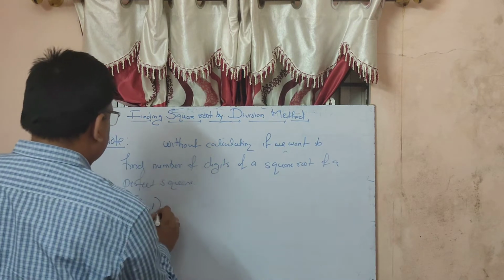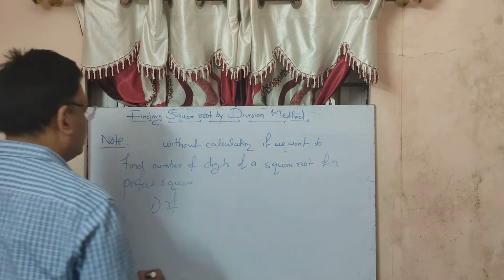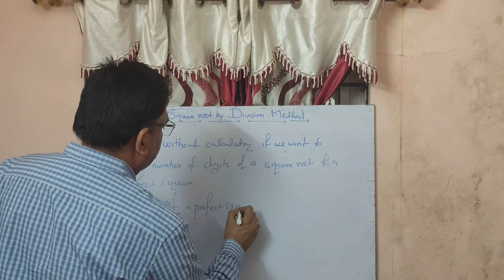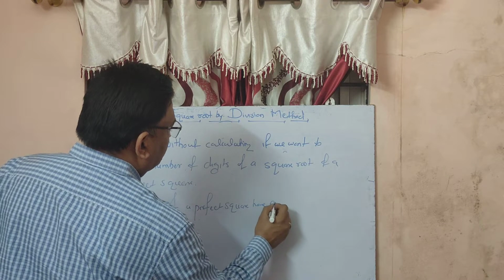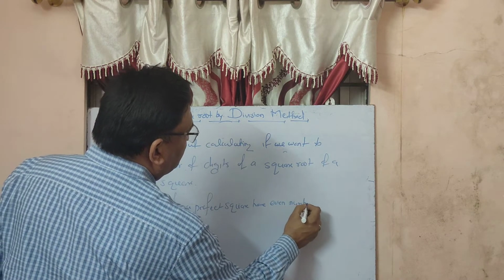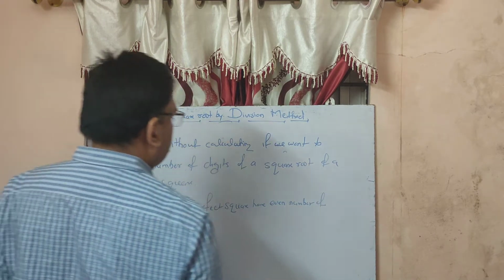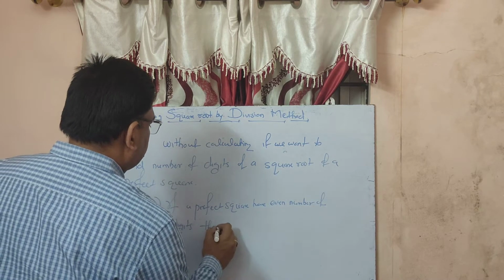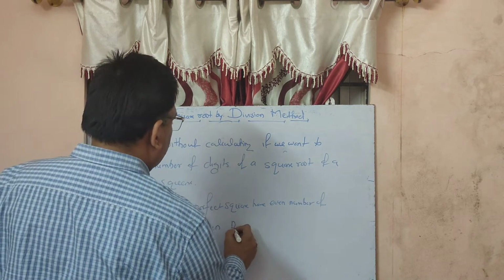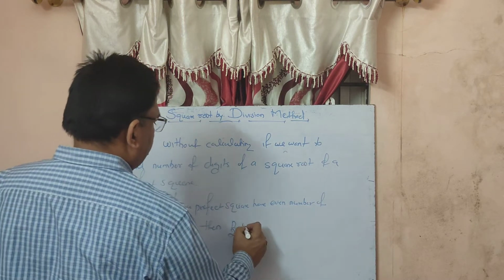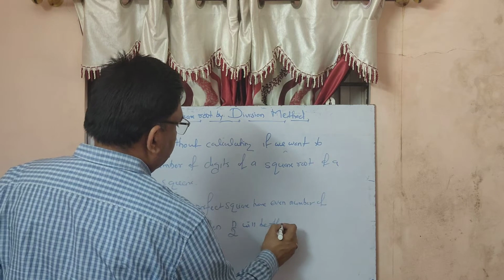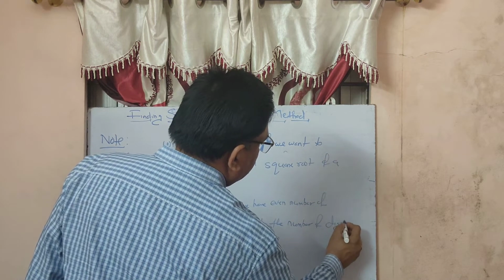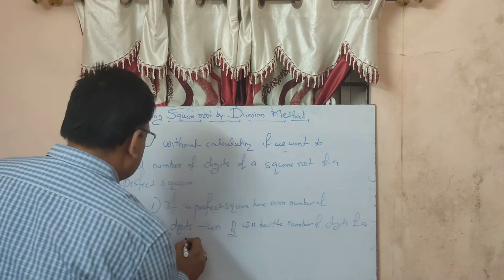Now here you write the first point. If a perfect square has an even number of digits, then n upon 2 will be the number of digits of the square root.